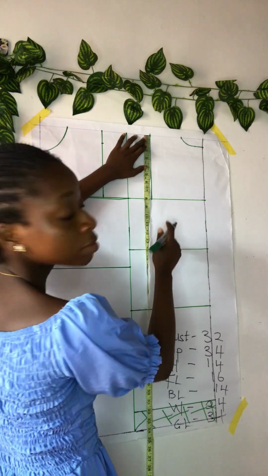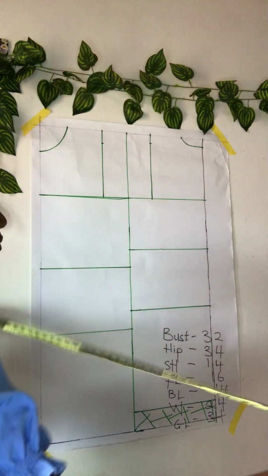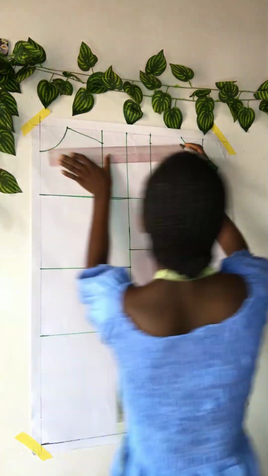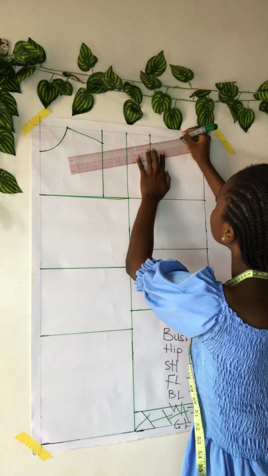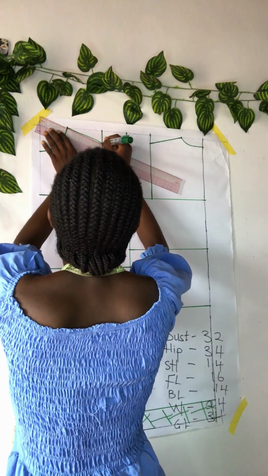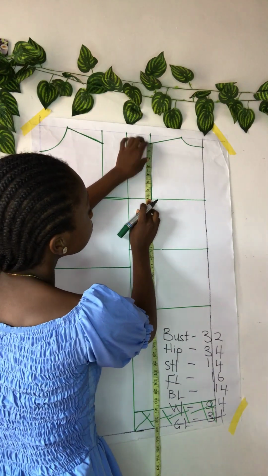So for the front, I'm going to come down on that shoulder line by 1.5, and for the back I'm going to come down by 1, and I'm going to connect the line to my neckline like you can see me doing. So make sure it's a straight line. My one's a little bit slanted, so I have to straighten it. So it's going to be looking like this.